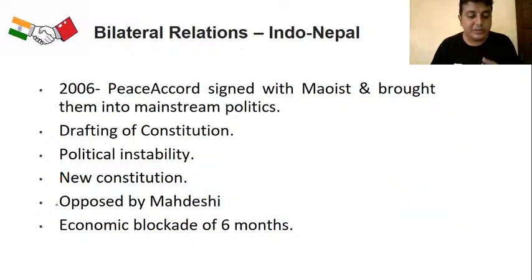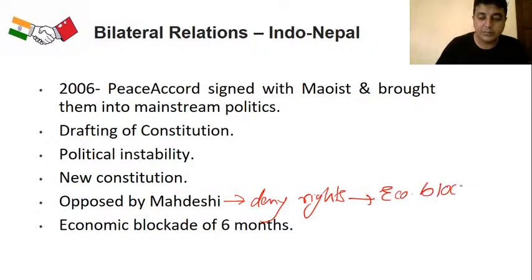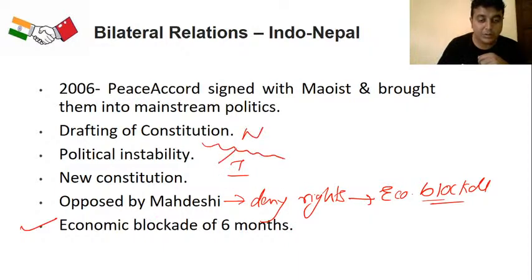Clear? So what they said was that with the new constitution and the new system of electoral politics, you are going to deny our rights. So they opposed that, and while opposing, they started an economic blockade. And that blockade lasted for 6 months. And where did they lay it? They laid the blockade here on the Indo-Nepal border.